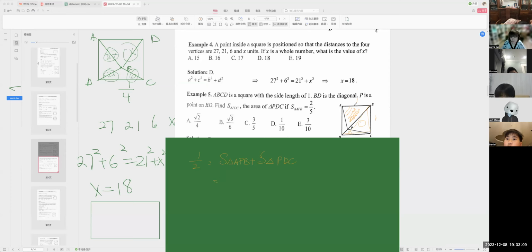Does everybody understand this one? Yeah. And because APB, sorry, PDC. So equals this one plus this one, right? Because they are half, remember? Okay, so they have 2/5 plus S triangle PDC equals half. So S triangle PDC equals what? Equals half minus 2/5 equals 5/10 minus 4/10 equals 1/10.